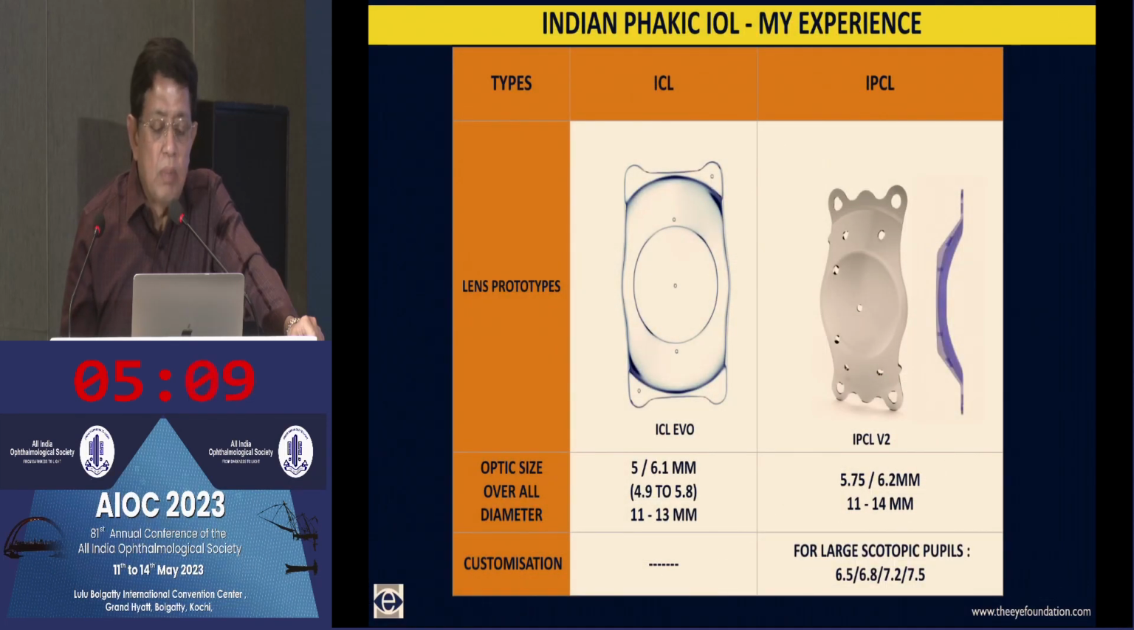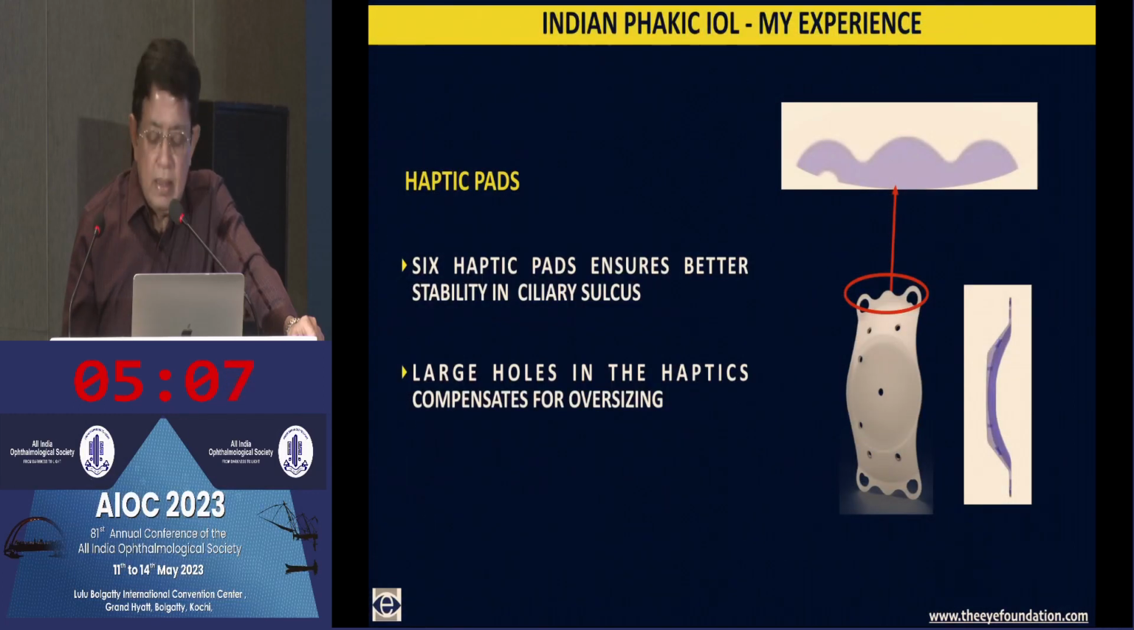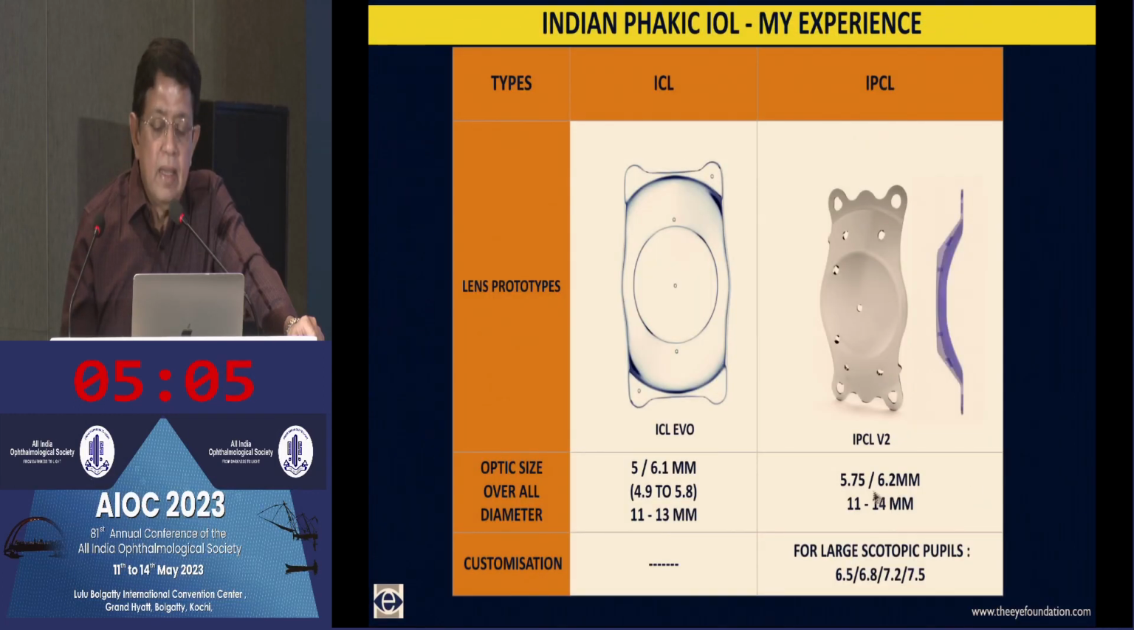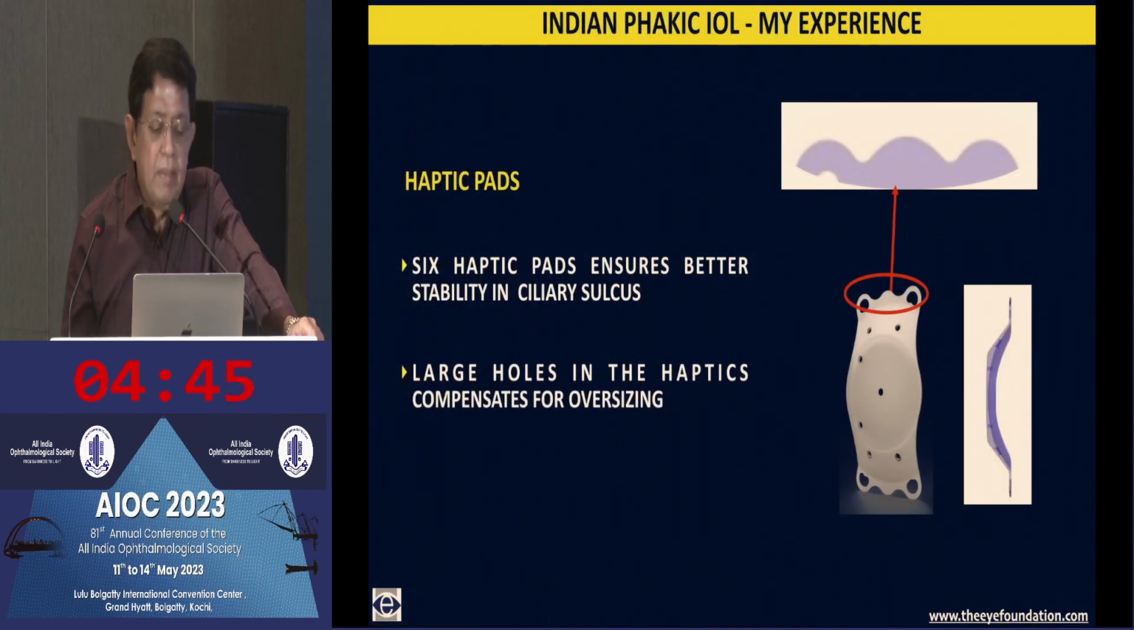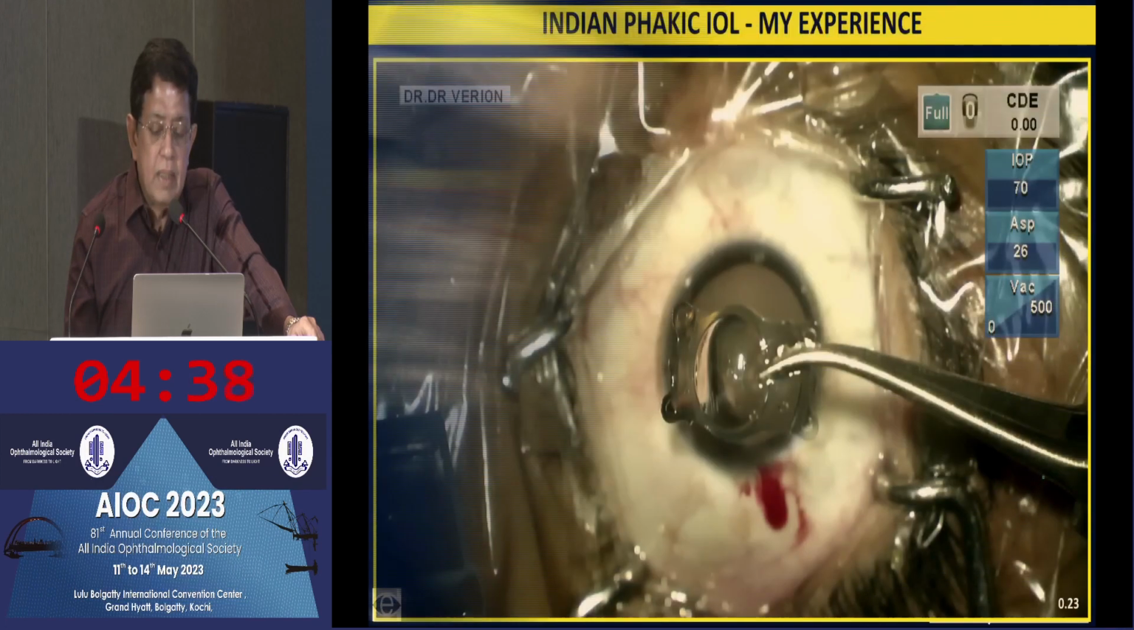And as far as the optic size is concerned, it's slightly larger in the case of an IPCL, which obviously offers an advantage in these young myopic patients. The more important factor is that the IPCL being a local company, in case you come across highly mesopic or scotopic size pupils, you can even custom make lenses of higher optical diameter without increasing the overall size of the lens. I already mentioned these holes and haptics, so I'll skip that.